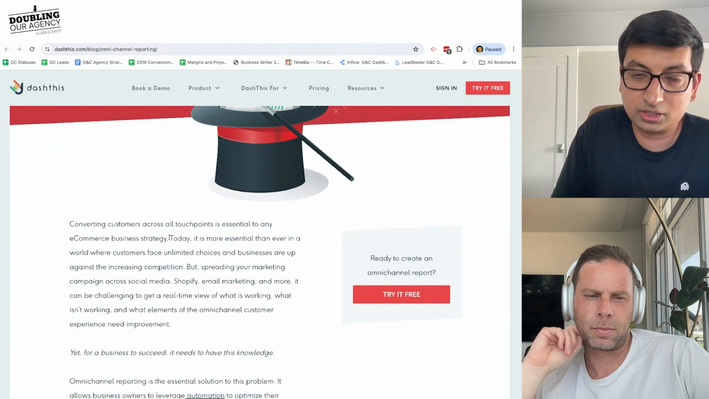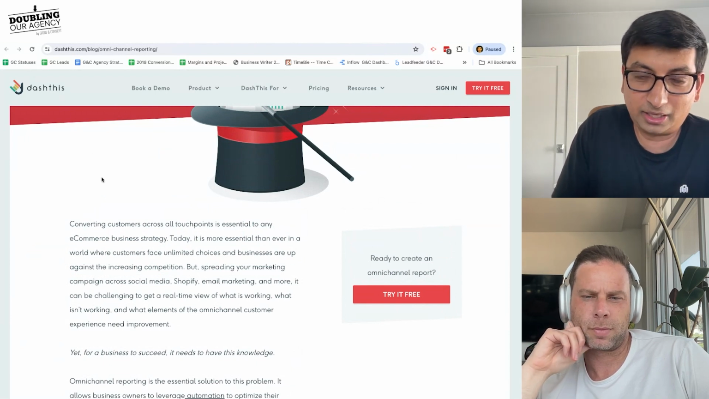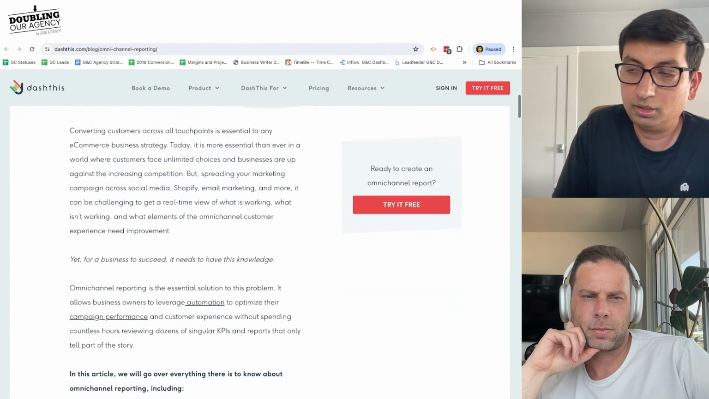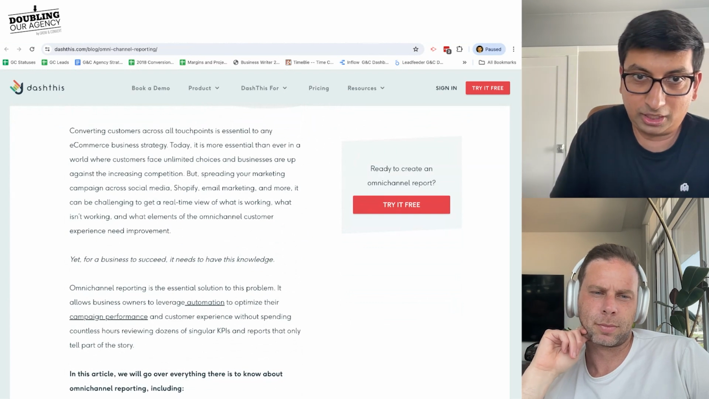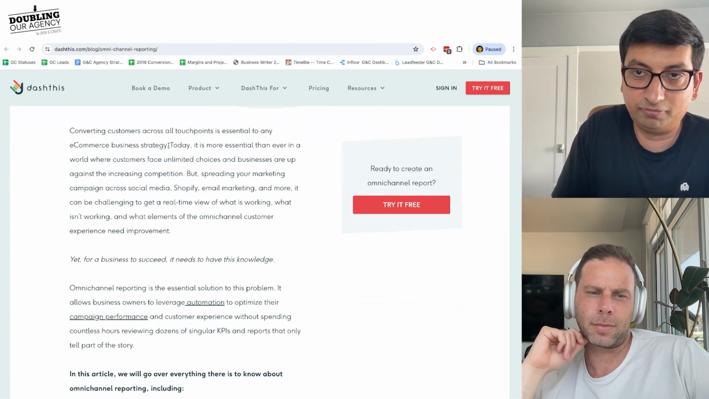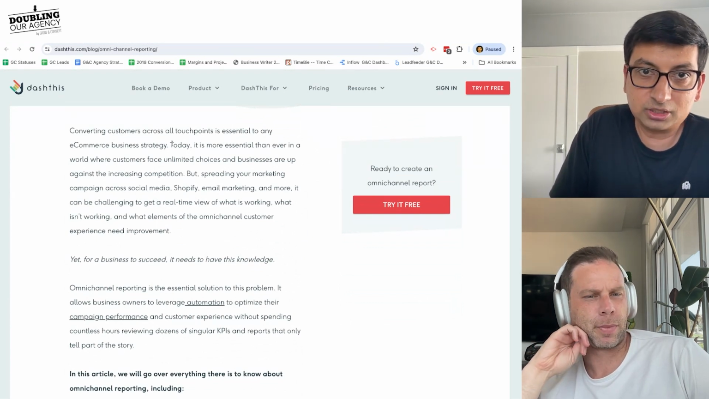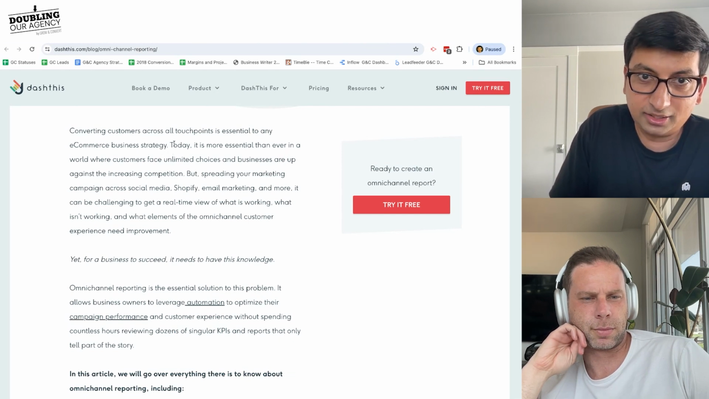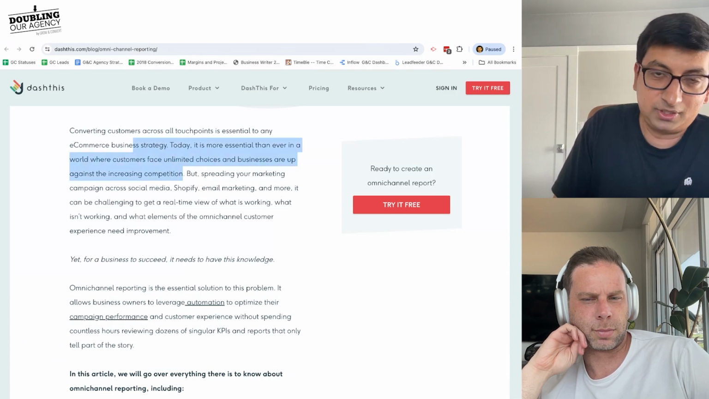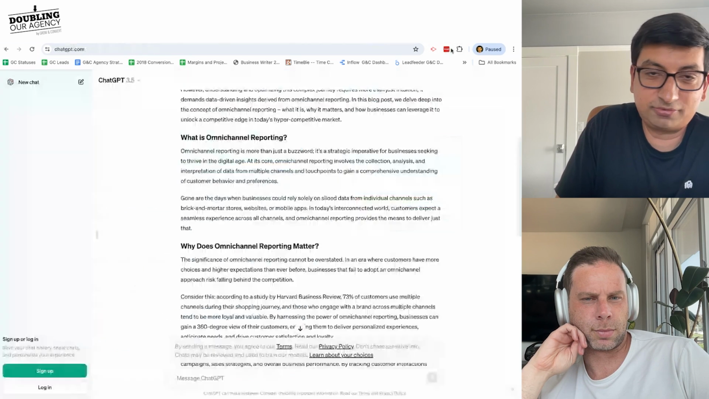The last example is from Dash This, and that intro is just classic. Dash This is almost a direct competitor. It's a dashboard that you can pipe a bunch of different marketing channels into and graph and visualize all the data. "Converting customers across all touch points is essential to any e-commerce business strategy. Today, it is more essential than ever in a world where customers face unlimited choices and businesses are up against increasing competition." I'm sorry, but this is the stuff that ChatGPT writes.